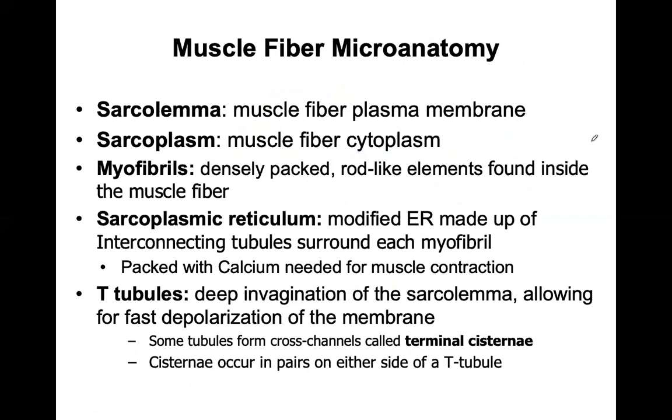Now, when we look at the muscle fiber, let's look at some of the microanatomy of the muscle fiber and the vocabulary associated with it. First, we have the sarcolemma. I should first of all start by saying that the word sarco also implies muscle. So sarcolemma is basically the plasma membrane found around your muscle fiber, not to be mistaken with the endomysium, which is a connective tissue that sits on top of the sarcolemma.